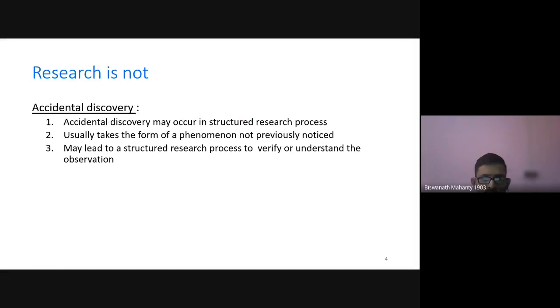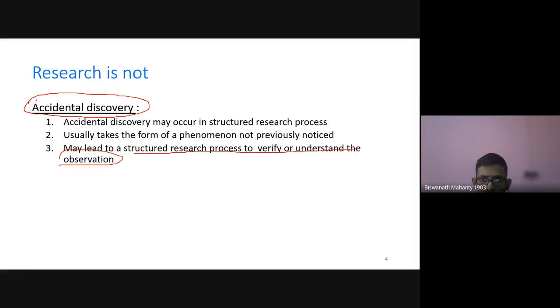Accidental discovery may occur in a structured research process. If you have some plan, you can have it, otherwise it is not going to make new things. Usually it takes the form of a phenomenon not previously noticed. It may happen that suddenly you get some new phenomenal changes in this process. But then it may lead to a structured process to verify and understand the observations. All of this comes under an accidental manner.